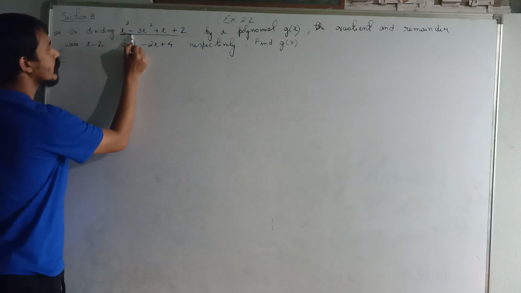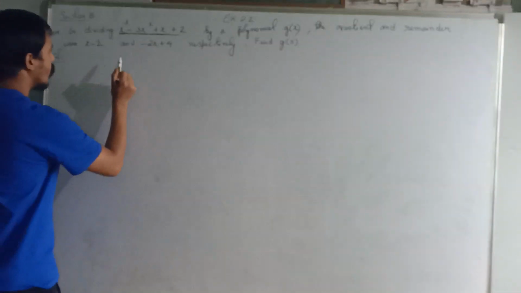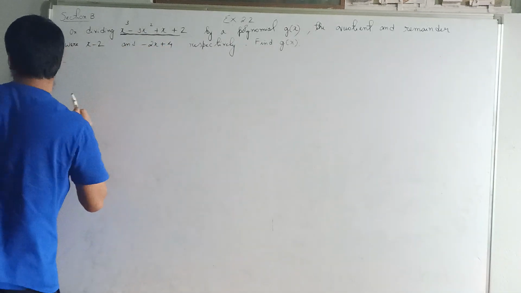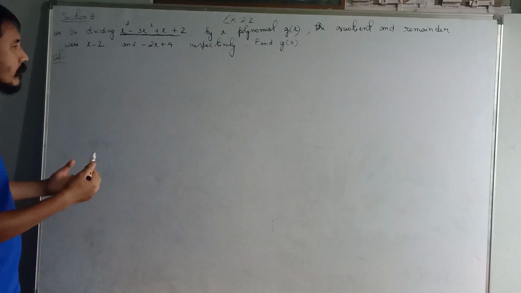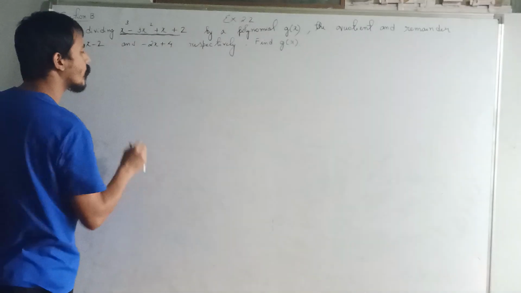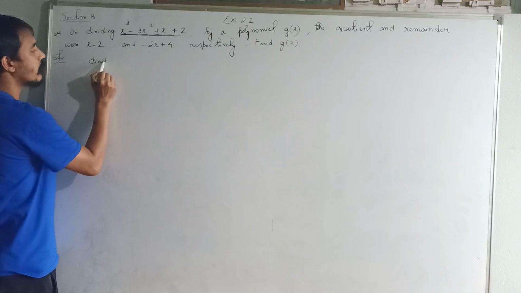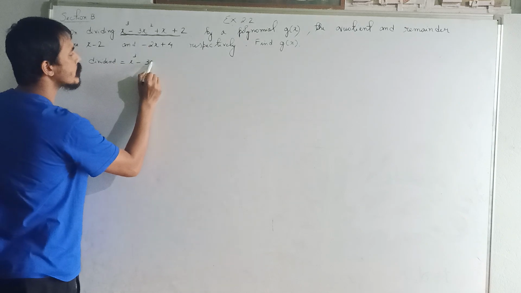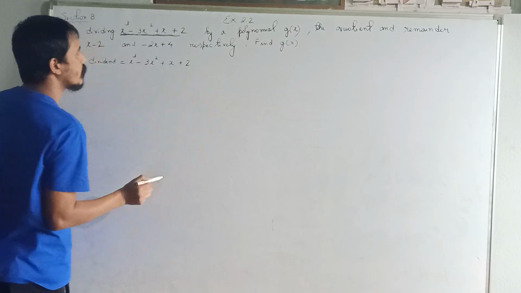We are dividing this particular polynomial, right? So this polynomial will be called the dividend. So your dividend will be x cubed minus 3x squared plus x plus 2.